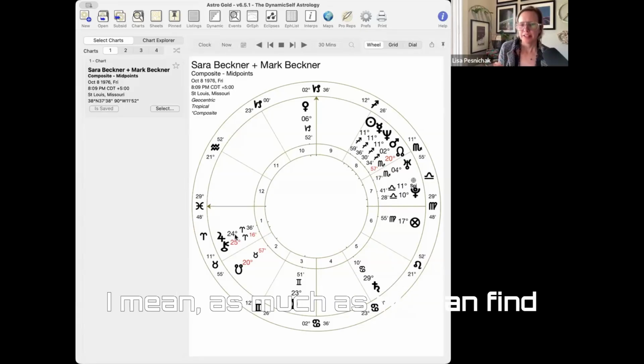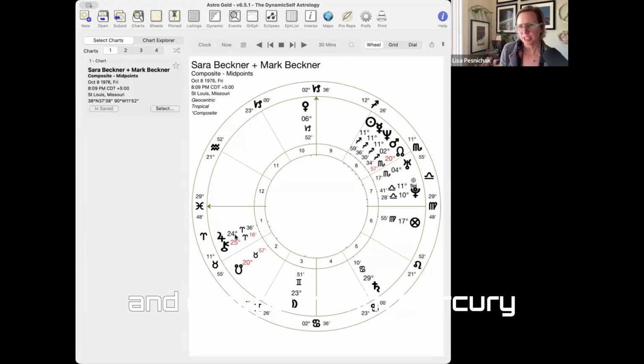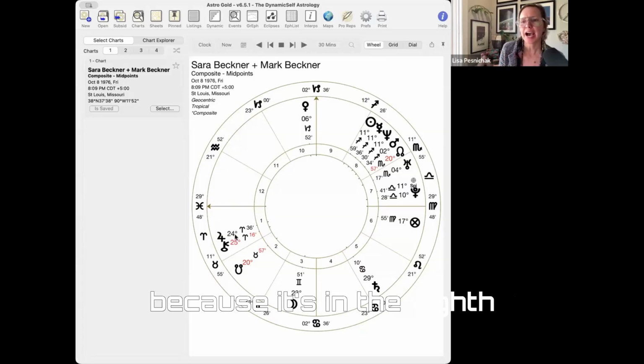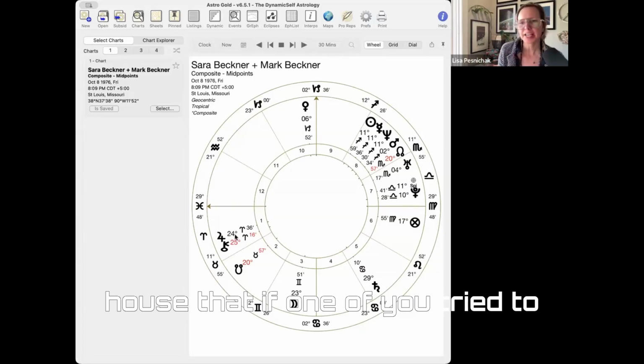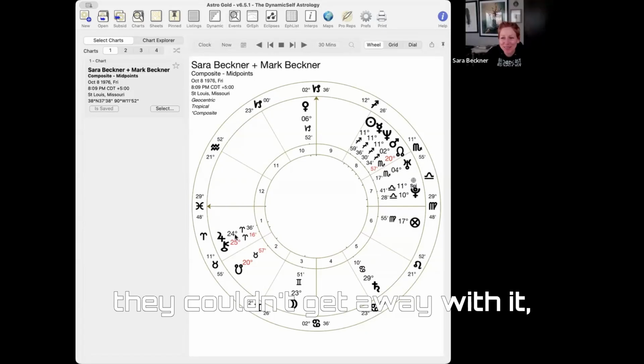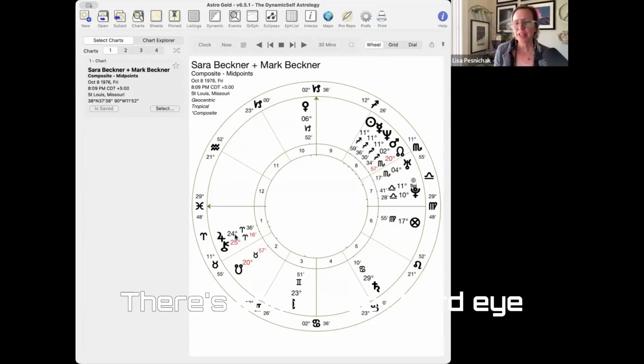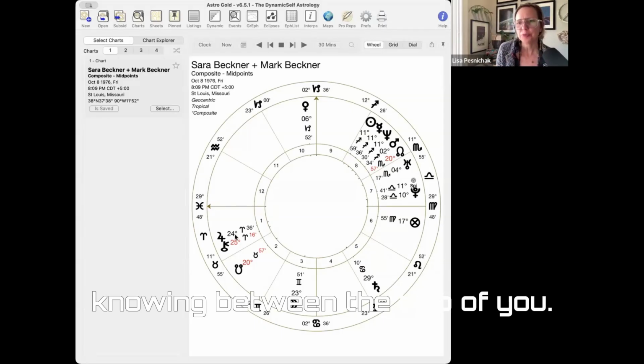I mean, as much as we can find strong, stable relationships in marriage and life being crazy, there is the potential of lies and deception with Mercury, Neptune. But I almost wonder because it's in the eighth house that if one of you tried to pass one over on the other one, they could not get away with it, especially with Pluto in the seventh house. There's some laser third eye knowing between the two of you.